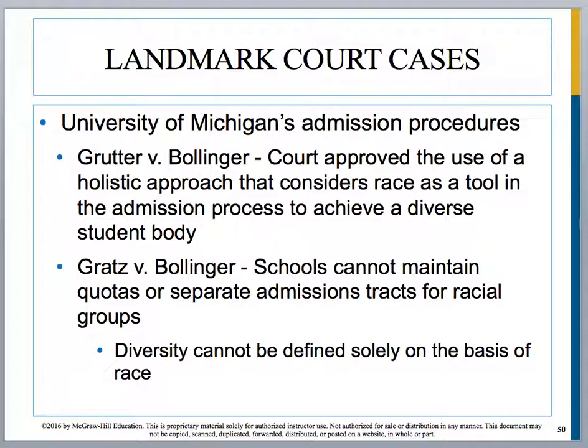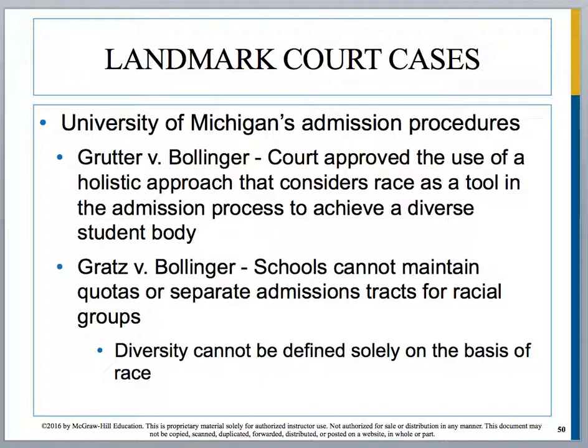Then there were the University of Michigan's admission procedures. In 2003, the Supreme Court issued two decisions dealing with affirmative action measures at the university in its undergraduate and law school programs. Both cases were brought by white applicants who had been rejected for admission to the university. In the law school case, Grutter versus Bollinger, the court approved the use of a holistic approach that considered race as one tool in the admission process to achieve a diverse student body.